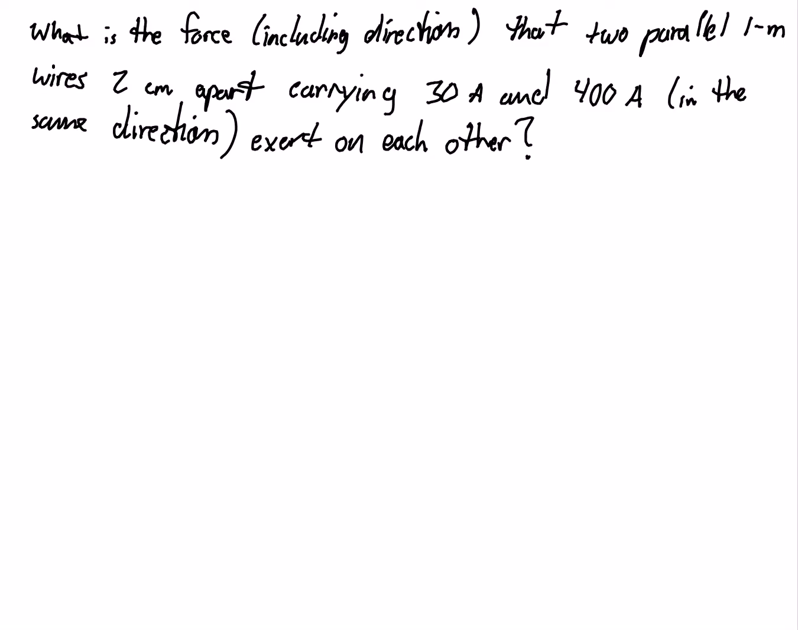Let's do some sample problems. What is the force, including direction, that 2 parallel 1 meter lengths of wire, 2 centimeters apart, carrying 30 amps and 40 amps in the same direction, exert on each other? So these 2 wires carrying currents I1 and I2, I'll call them, are both carrying these currents in the same direction. So I'll draw them as though they're carrying the currents into the page. They're 2 centimeters apart and they're 1 meter long.